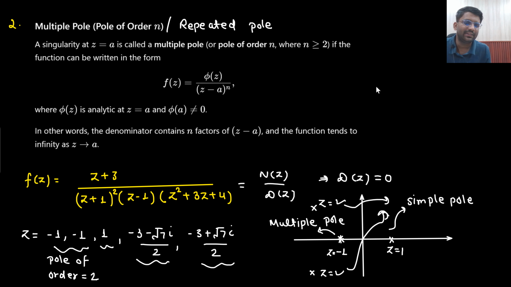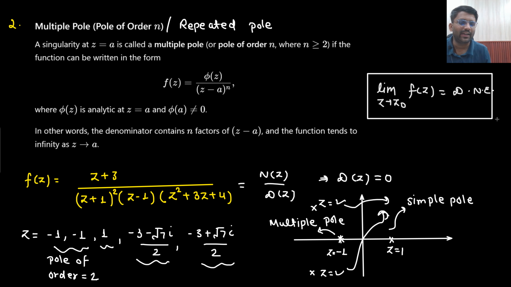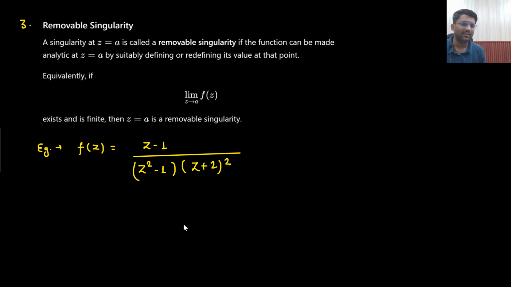Understandable? The same definition is there. The limit should also not exist. The condition is that limit z tending to z naught f of z should not exist, because if the limit exists, then it will become removable. Now what is the definition of removable? The same thing, ditto the same thing. I will put the denominator equals to 0. Numerator by denominator, so I will put the denominator equals to 0.